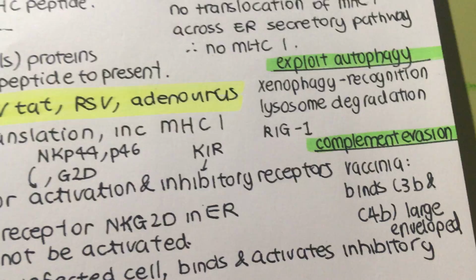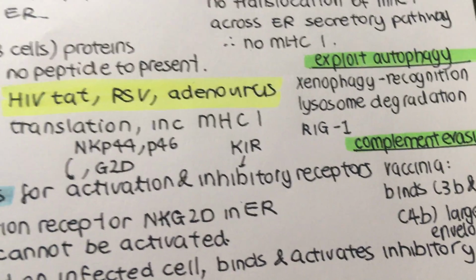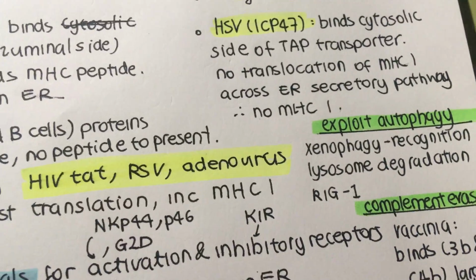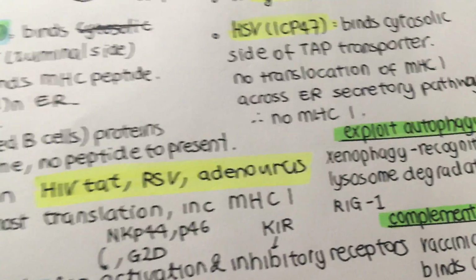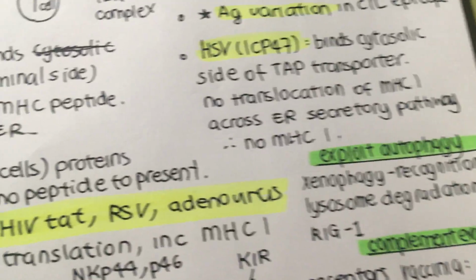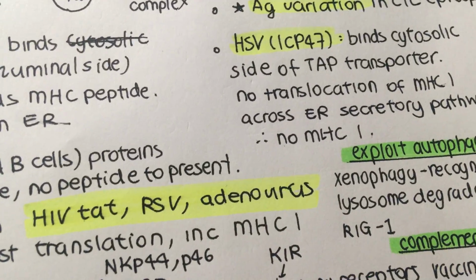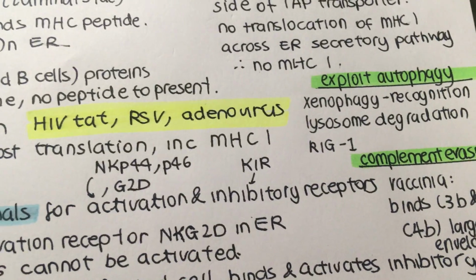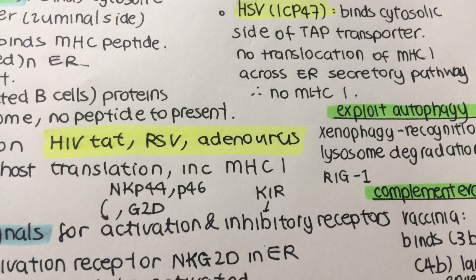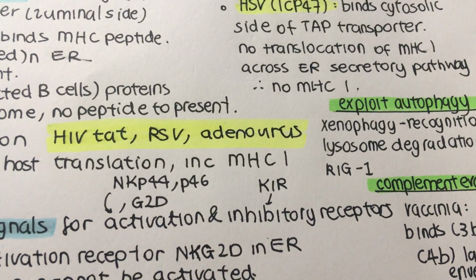And lastly, you can get some complement evasion as well, but obviously this only applies for the enveloped viruses which are big enough to be attacked by the complement proteins, such as the pox family of viruses, including the vaccinia. And what this essentially has is something to bind complement 3B and 4B.